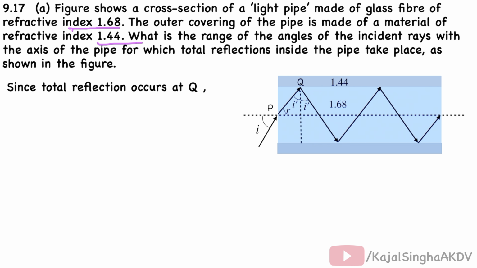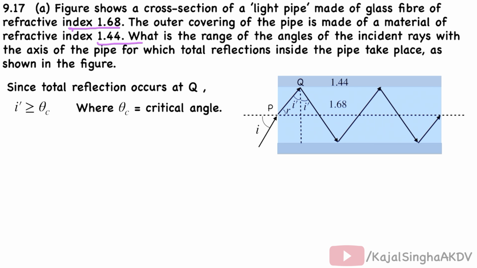Since total reflection occurs at Q, let the ray be incident at an angle i at point P, and it suffers a refraction and goes along the path PQ, and at point Q it suffers total internal reflection. So i dash, which is the angle of incidence at point Q, must be greater than or equal to the critical angle between the surface of these two media. That is i dash greater than or equal to theta c, where theta c is the critical angle.